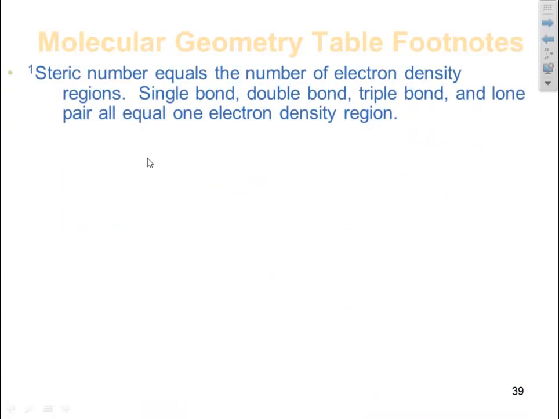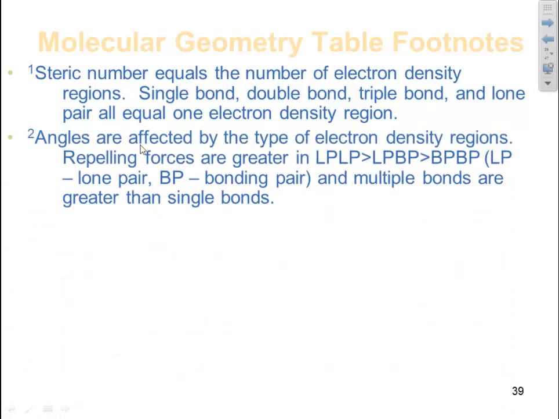Now I have some footnotes. They had some superscripts on that table. The 1 stood for the steric number, meaning that it equals the number of electron density regions. Single bond, double bond, triple bond, and lone pairs all equal 1 region. Angles are affected by the type of bonding electron density regions. Repelling forces are greater in lone pair-lone pair, which is greater than lone pair-bonded pair, which is greater than bonded pair-bonded pair. And multiple bonds are greater than single bonds.